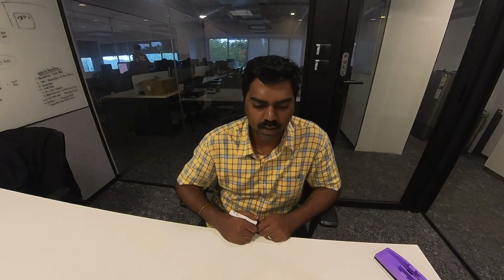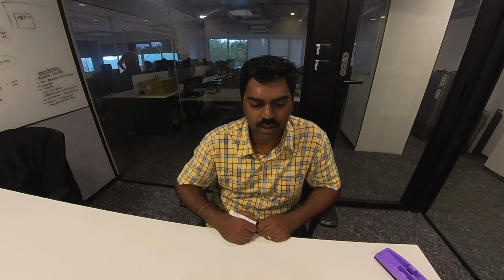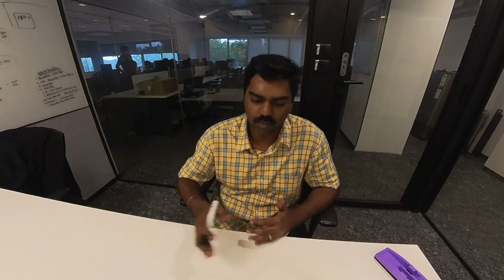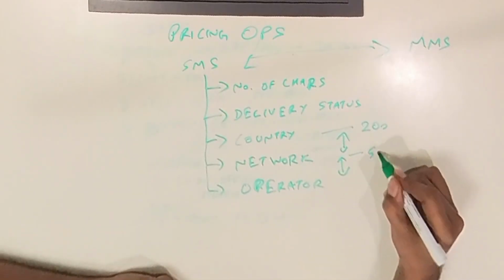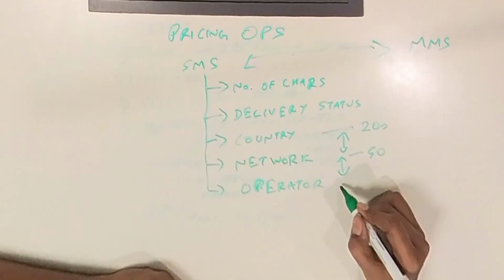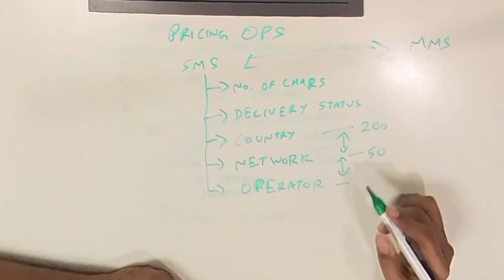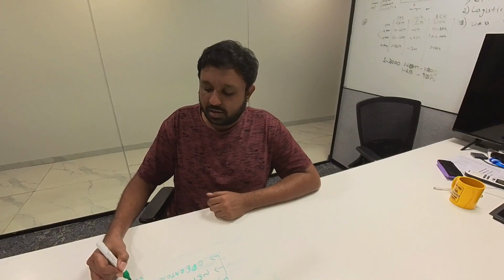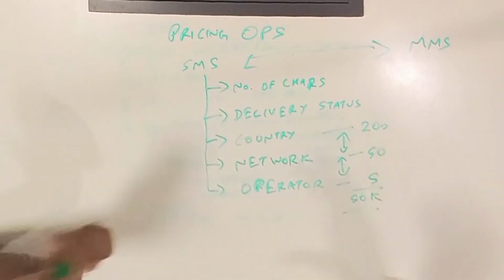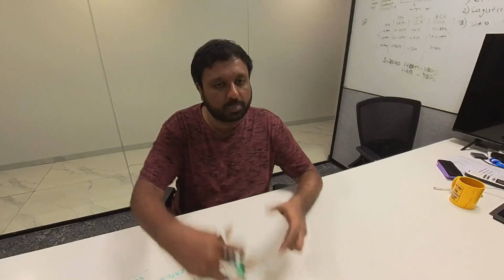So it is not just the multi-dimensional aspect of it, it is also the cardinality of each and every dimension that brings in a new dimension to the complexity. Exactly, yeah. So you can easily have like 200 countries, 50 networks, and another 5 operators per network, right? So you have to basically multiply all of these, and you end up having like 50,000 price points, right, when you have to manage one particular product.